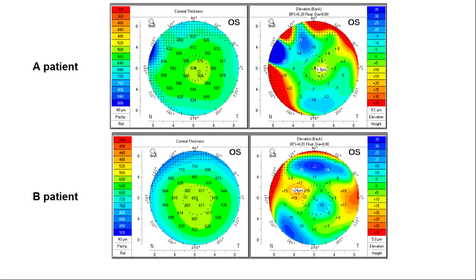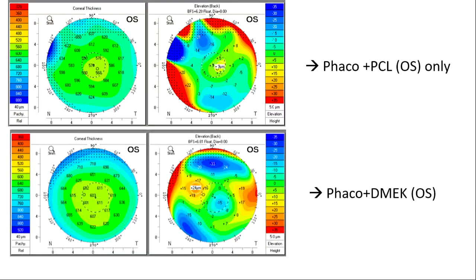The Fuchs patient B shows all 3 kinds of features. However, patient A does not show any subclinical signs in the Pentacam images. So we planned PACO only for patient A. However, we planned PACO and DMEK for patient B.